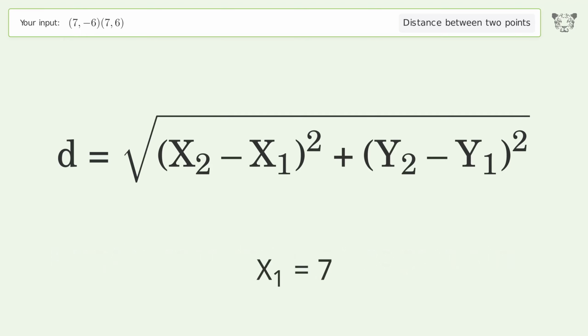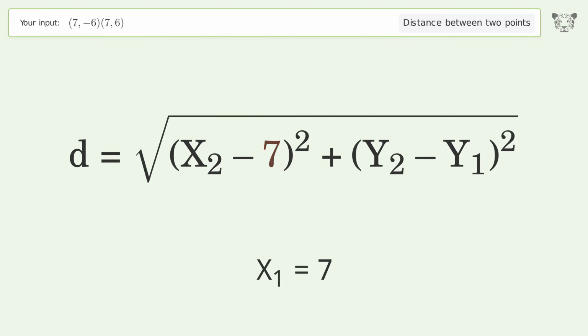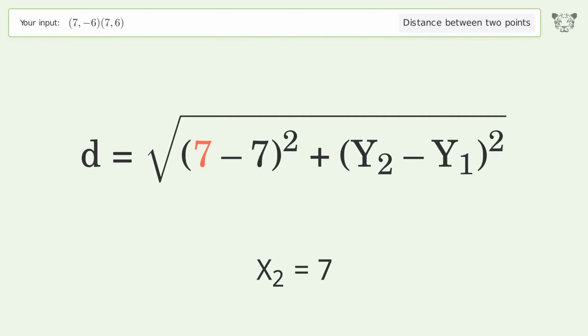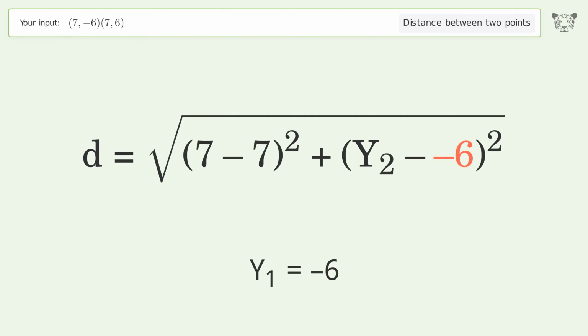x1 equals 7. x2 equals 7. y1 equals -6. y2 equals 6.